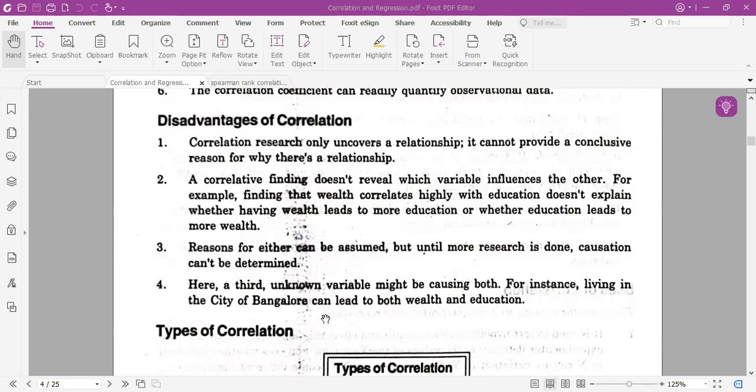And the other one is that a third unknown variable may be causing the relationship. For example, living in the city of Bangalore can lead to both wealth and education. Now here Bangalore is one more variable actually. So wealth is one variable and education is one more variable. Since you're living in Bangalore, you're getting all the amenities of life, all the infrastructure, so therefore your standard of living may increase. You may get a better education. Because of better education, you may get better job opportunities because there are more companies in Bangalore. So here, the influence of the unknown third variable cannot be measured. So that is the disadvantages of correlation.